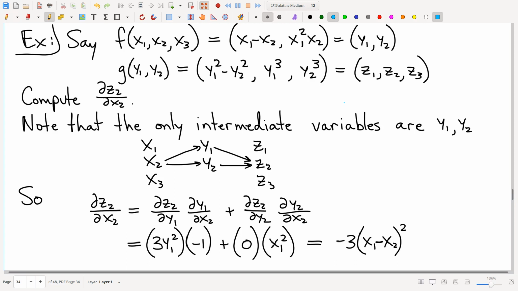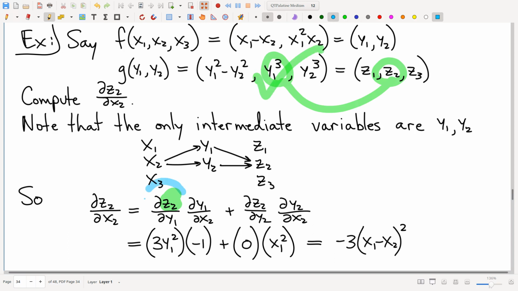Sorry, how did you get those values at the bottom? The 3y plus 1 squared minus 1. Yeah. So z2 is y1 cubed.